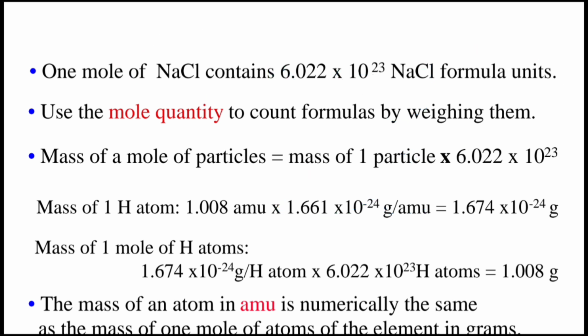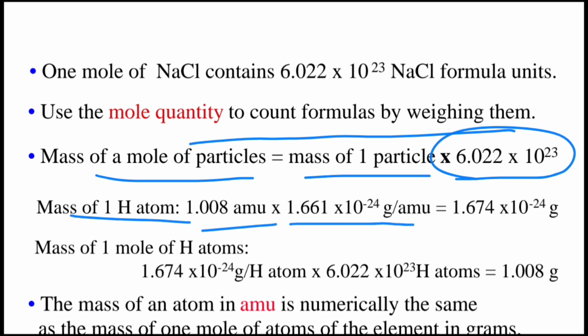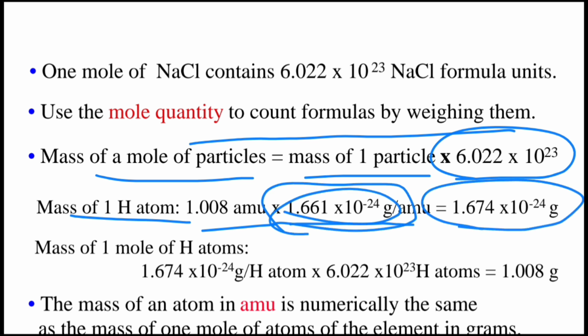Use the mole quantity to count formulas by weighing them. The mass of 1 mole of particles is equal to the mass of a particle multiplied by 6.02 × 10^23, Avogadro's number. Mass of one atom in AMU, we multiply this by 1.66 × 10^-24, which is equal to 1 AMU, to get into grams the mass of one hydrogen atom.